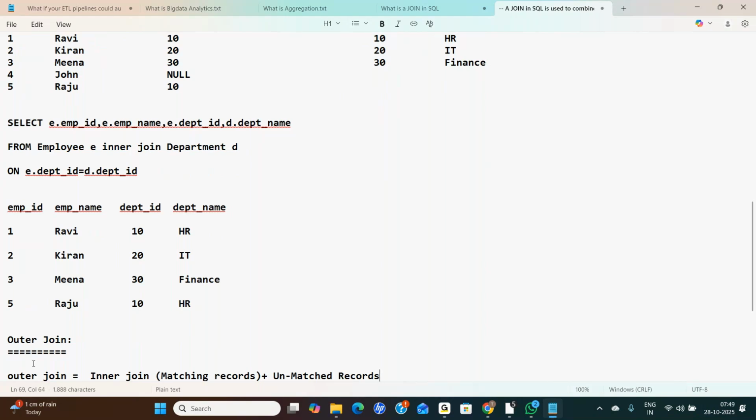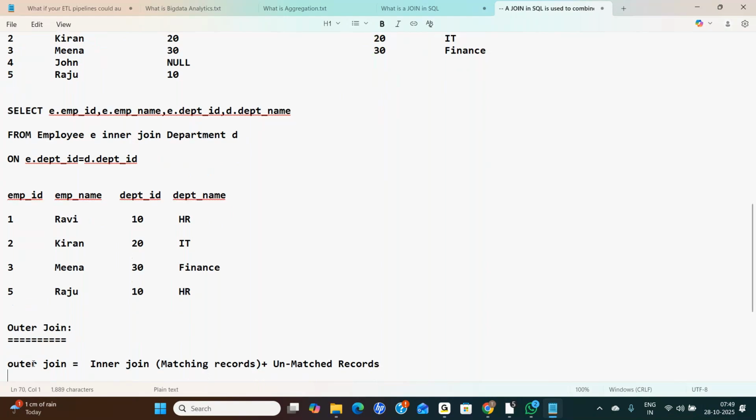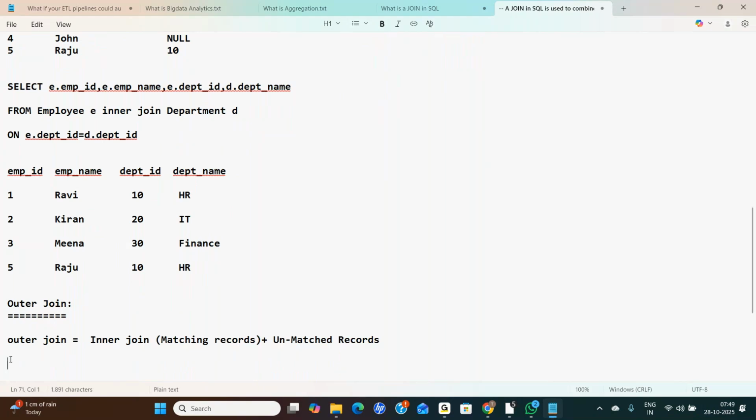But the question here is, from where are the unmatched records coming? Do we want to take the unmatched records from the left table, or from the right table, or from both the tables? Based on that, outer joins are further categorized into three types.